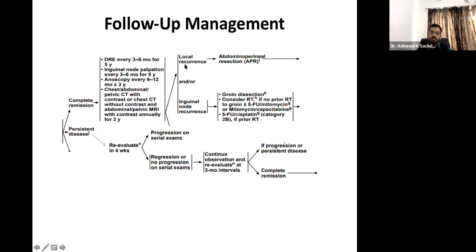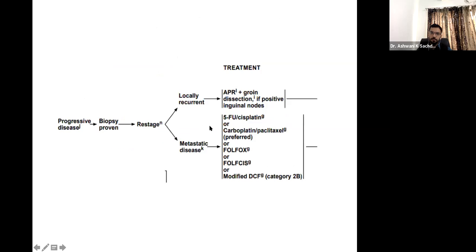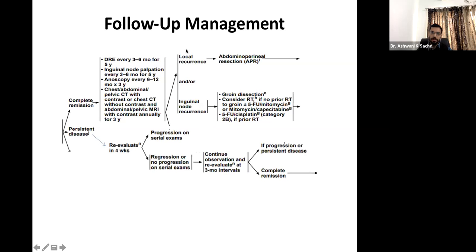If there is local recurrence or inguinal lymph node recurrence: if local recurrence is found, then abdominoperineal resection is done. And if inguinal lymph node recurrence is found after complete remission, then groin dissection only is done. And if radiation was not given to the groins previously, then chemoradiotherapy to the groin is also given. So what is to be done in case of progressive disease?